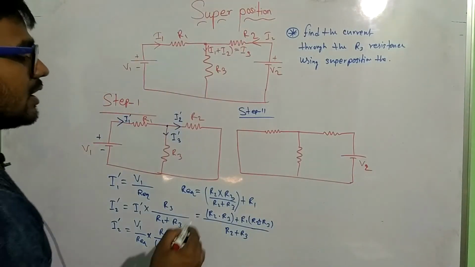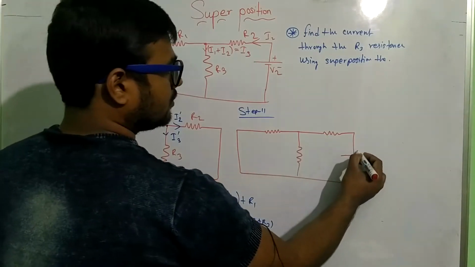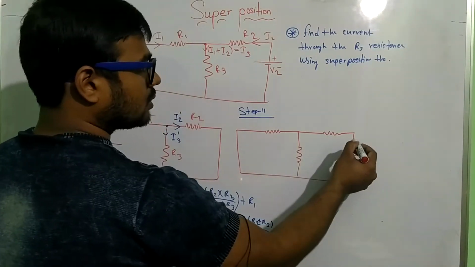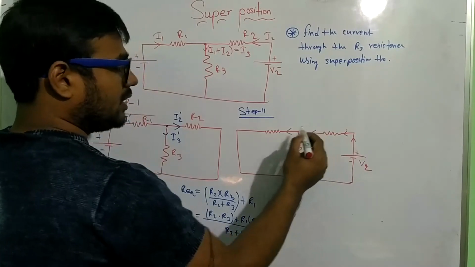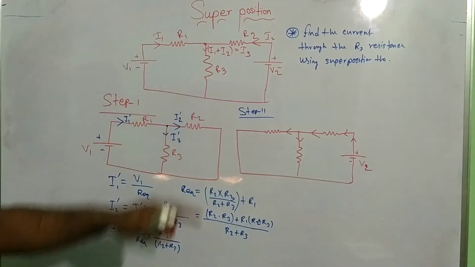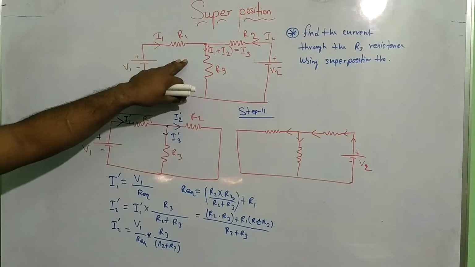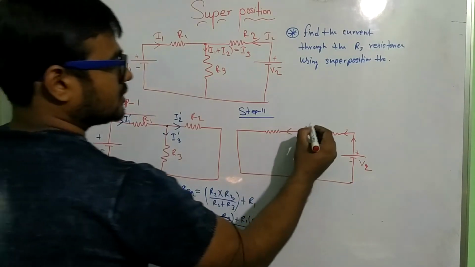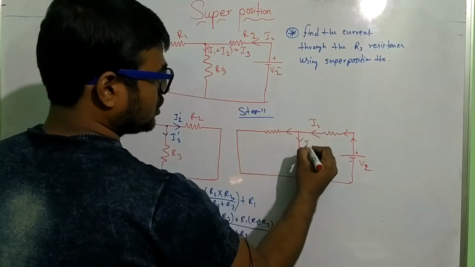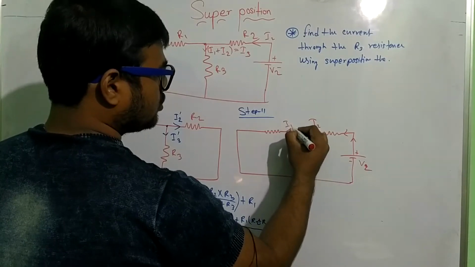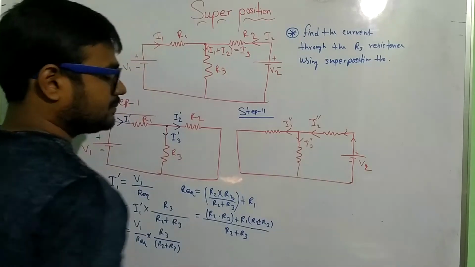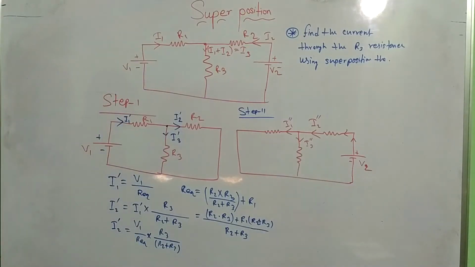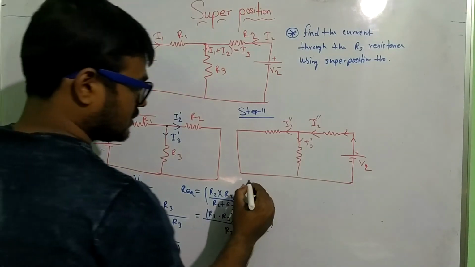After that, give a current direction, from which the current will flow. But the names of the directions remain the same as in the main circuit. So this is also I2, this is also I3, this is also I1. But here we put a double dash. So what is the value of I1 double dash?